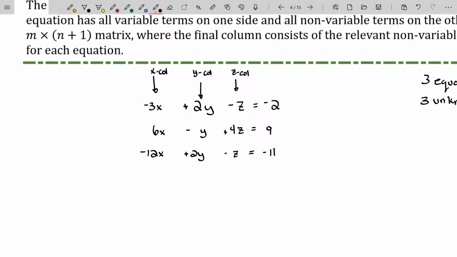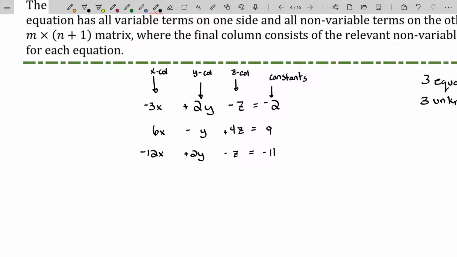Notice, again, I have a column with all my terms involving x, a column with all my terms involving y, a column with all my terms involving z, and then finally a column on this right-hand side, which is a column of constants. And that's the general initial setup, just cleaning things up like that.